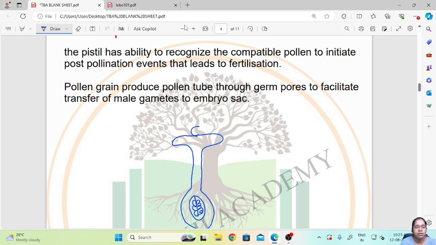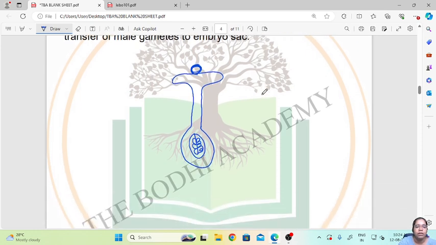So once the pollen grain comes and settles on the stigma, what happens is the pistil has the ability to recognize the compatible pollen to initiate the post-pollination event that leads to fertilization. So pollen grain produce pollen tube through the germ pore to facilitate the transfer of male gamete to the embryo sac. So now what will happen over here?